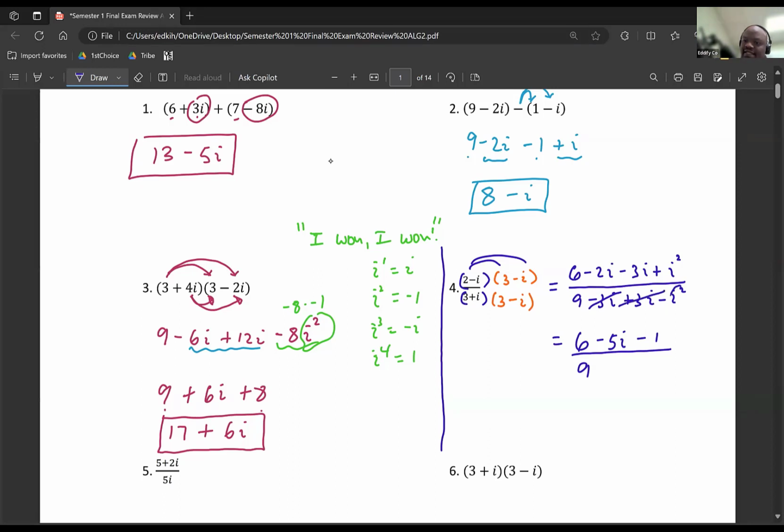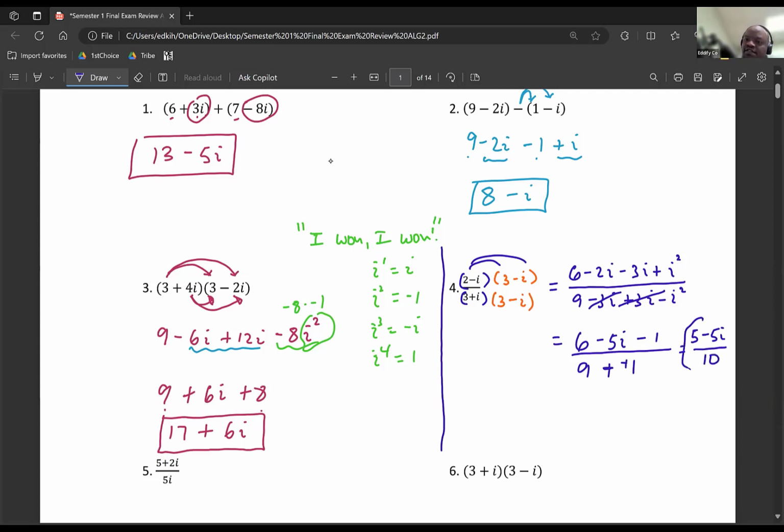And we're replacing this i squared with a negative 1. So it's 9 minus a negative 1. So to fully simplify this, I have a 6 minus 1, which becomes a 5, minus 5i. And on the denominator, I have a 9 minus negative 1, which becomes a 10 because these become a plus.